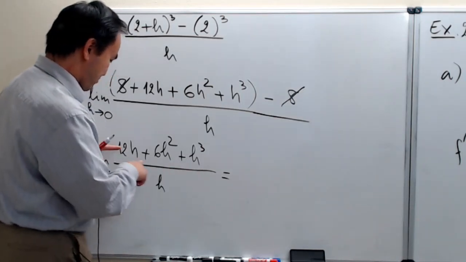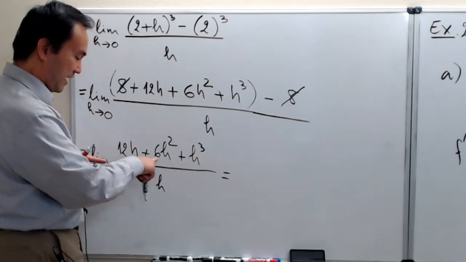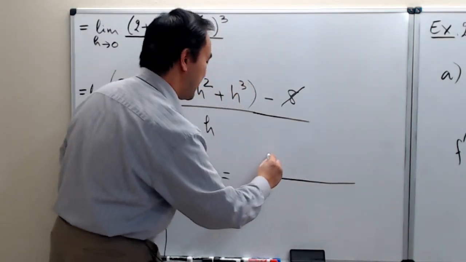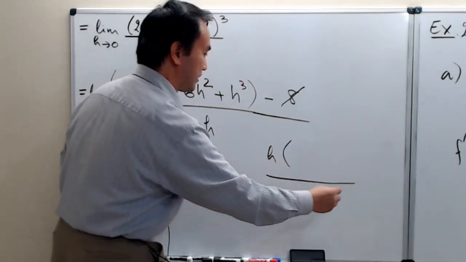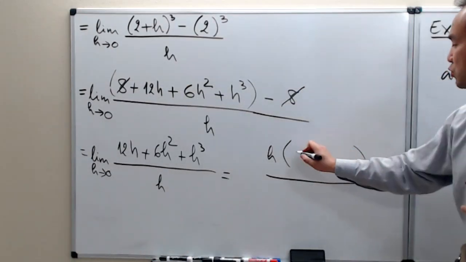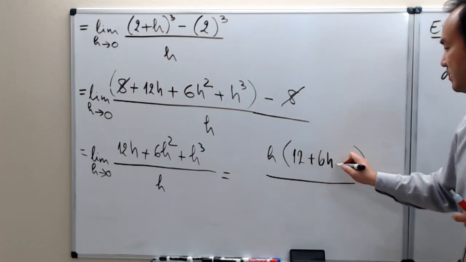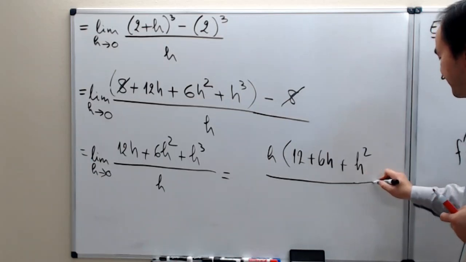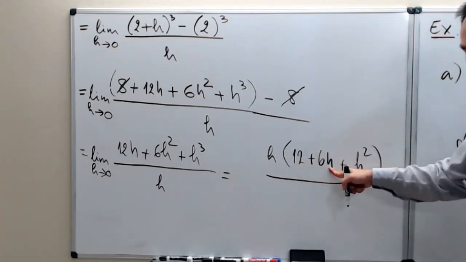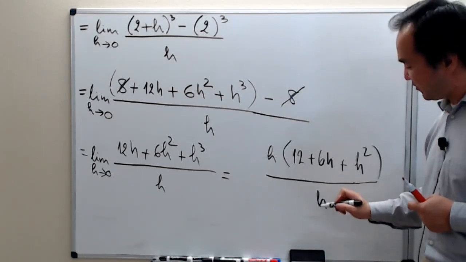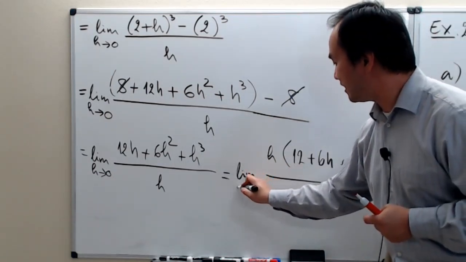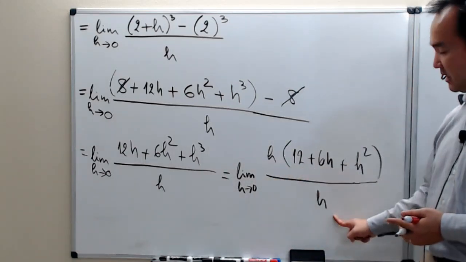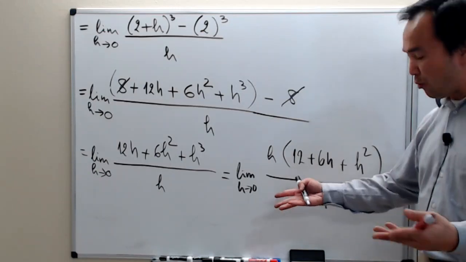Now I see that I have a common factor h throughout my 3 terms in the numerator. So I am going to factor out h, and inside my parentheses, what remains is 12 plus 6h plus h squared. Each term reduces the power of h by 1, and then we're dividing that by h. We still have not done any limits work yet, so I'm leaving that limit symbol the same. But the usefulness of doing this is that it opens a door for the next step.